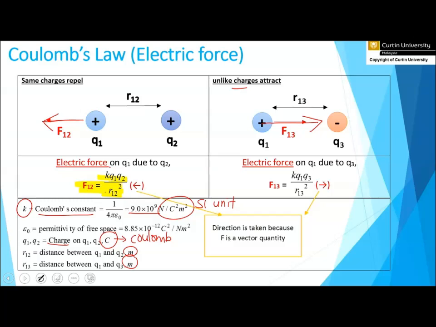Alright? And if you recall what you have learned in semester 1, force is a vector. So when it is a vector, there are two things that you need to take into account. What are they? The first one, you have to consider the direction, and the second one, you have to consider the magnitude. So that's why for force, we draw the direction.